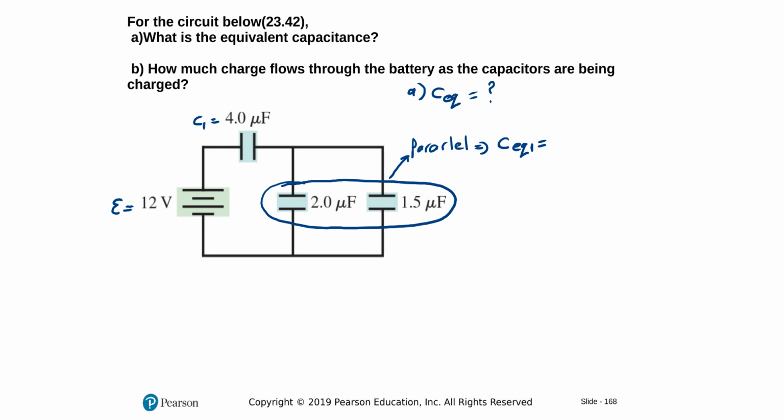I'm going to name these for simplicity. So C1, C2, C3, as you see, C equivalent 1 will be C2 plus C3. Parallel capacitor circuits work opposite to parallel resistors. So we just add them. 2 microfarad plus 1.5 microfarad, so 3.5 microfarad. That's the equivalent capacitance for this parallel part of my circuit.